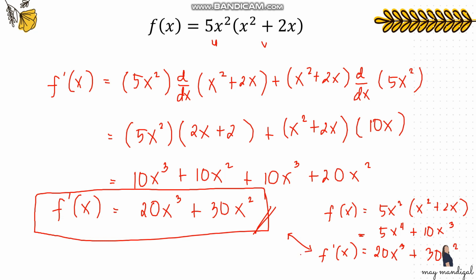So if you're asked to use the product rule, this is the one that you will do. But if you're not asked to use the product rule, or there's no specific rule to be used, then it's up to you what technique you are going to use. As long as you are applying the rules correctly and everything is mathematically correct, you can do it. Again, as long as there's no specified technique that you have to use in getting the derivatives.